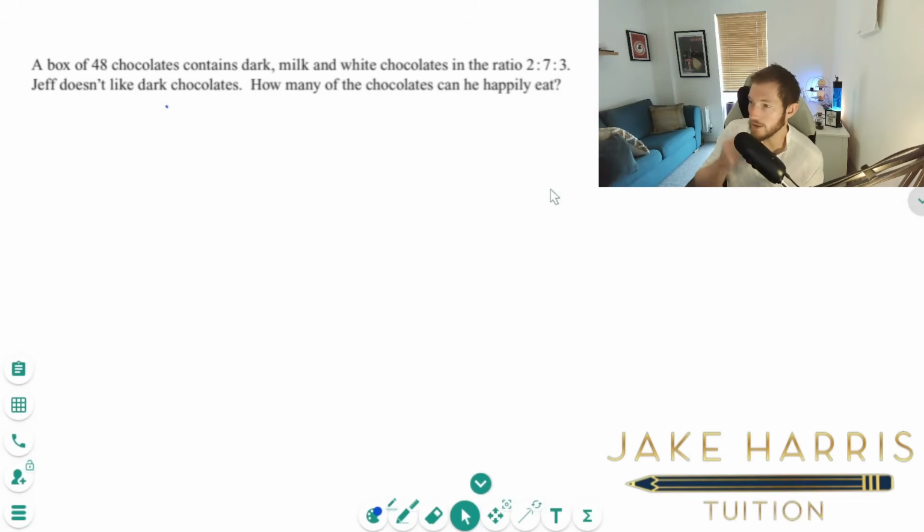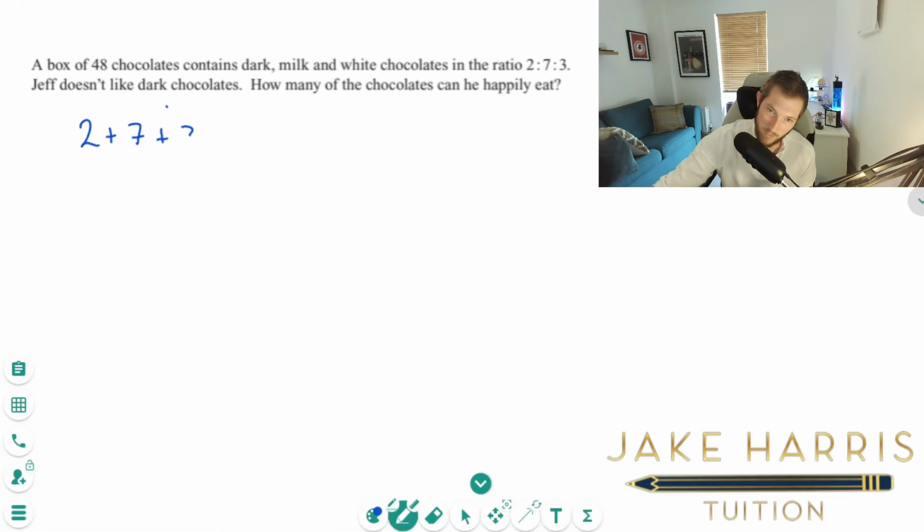So let's try to apply that to a final worded question. A box of 48 chocolates contains dark, milk, and white chocolates in the ratio 2 to 7 to 3. Jeff doesn't like dark chocolates. How many of the chocolates can he happily eat? So we need to work out how many are dark, how many are milk, and how many are white. So to replicate the previous method, 2 add 7 add 3. I'm adding up each part of the ratio to get 12 here.